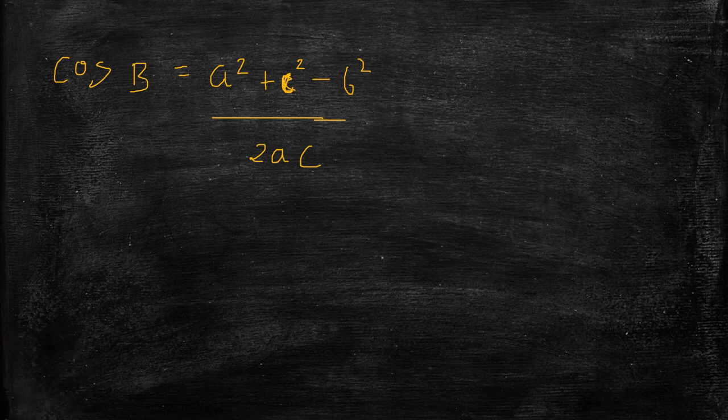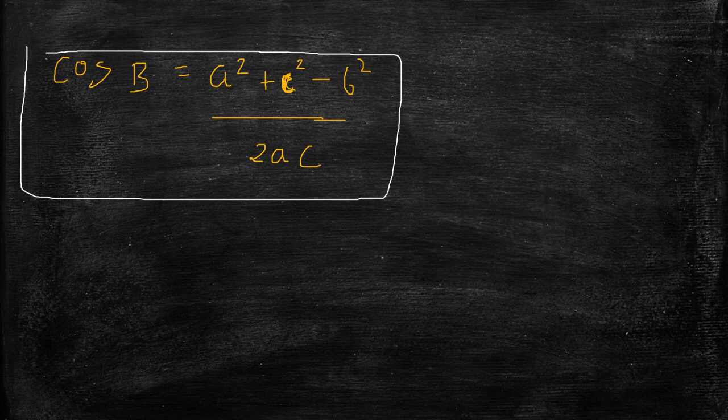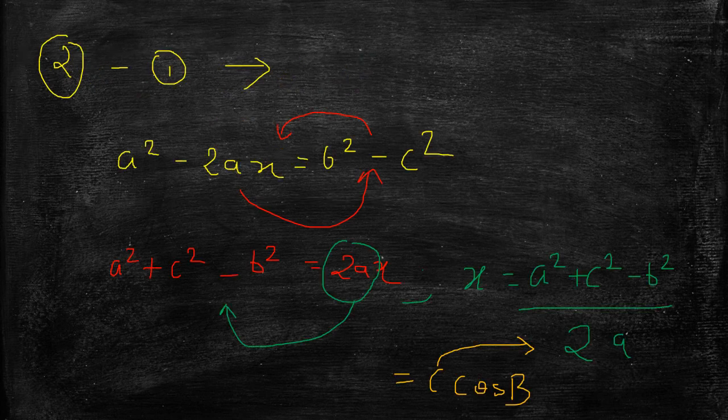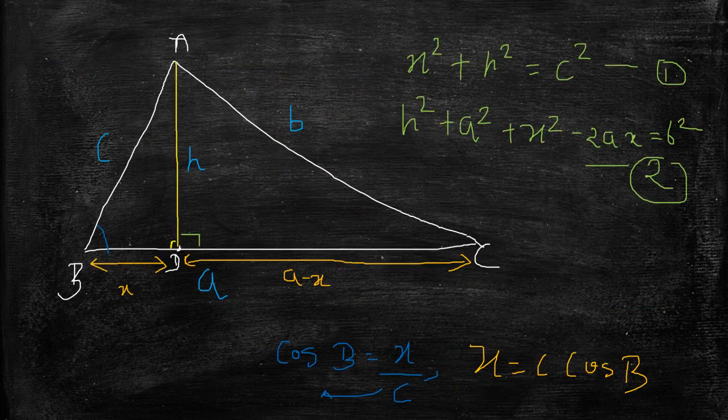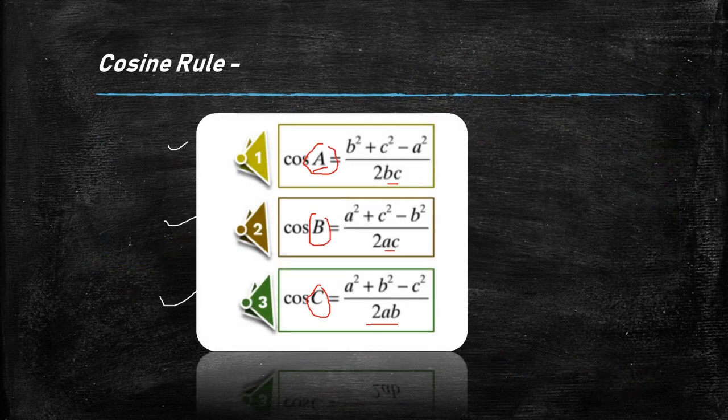Now similarly I will get the formula for cos of A and cos of C. How will I get it? Here I have dropped the altitude from A. If I drop the altitude from B, I will get a formula for cos B. And if I drop the altitude from C, I will get a formula for cos C. You have to follow the same procedure to get our cosine rule. So the cosine rule is this.